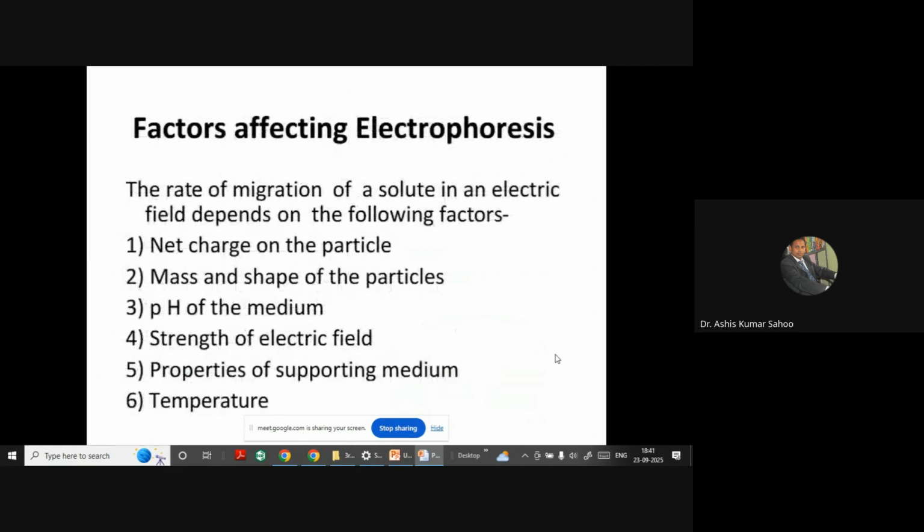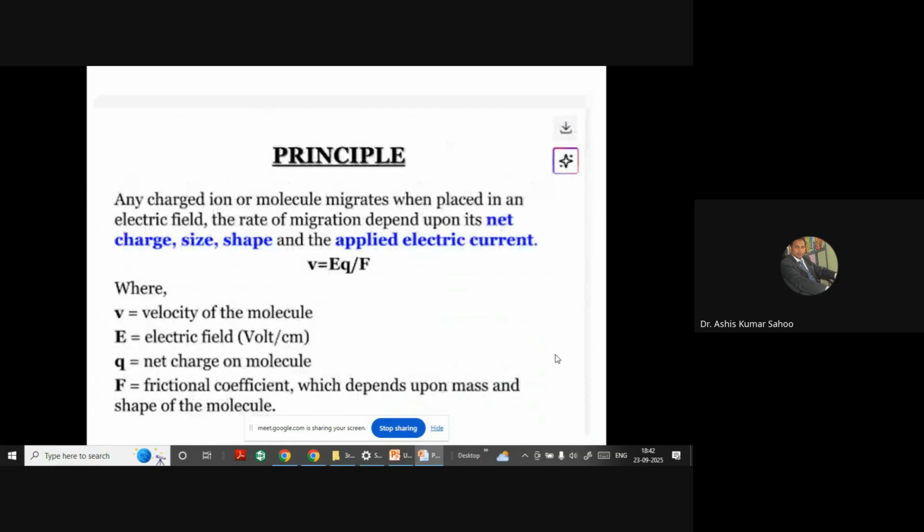So what are the factors that affect electrophoresis? Net charge on the particle, whether it is positive or negative. Mass and shape of the particle. pH of the medium, since the charged species depends on the pH of the solution. Strength of the electric field and properties of the supporting medium. These are the different factors which affect the efficiency. Any charged ion or molecule migrates when placed in an electric field. The rate of migration depends upon its net charge, size, shape, and applied energy.